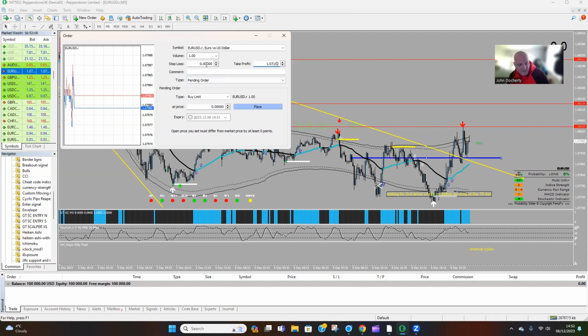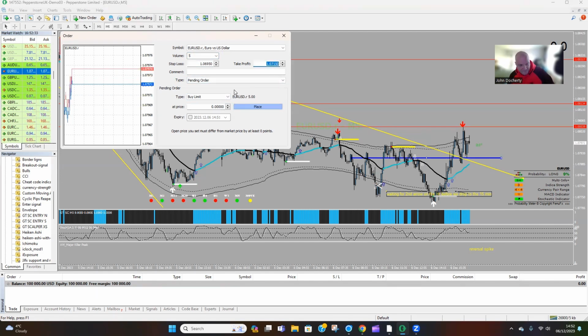1.0715. 1.0695. I do believe so. That will be 20 pips. It's a buy limit. We're going to be seeing volume 5 lots. I'm going to place that in.